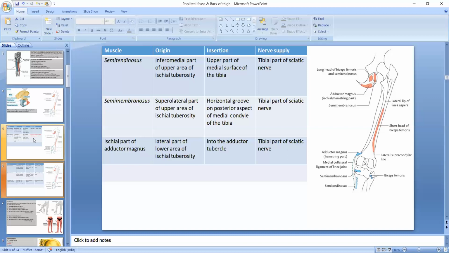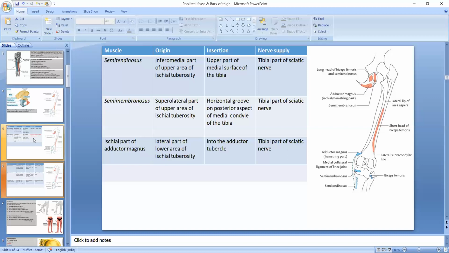So we can see here all the hamstring muscles. They are supplied by the tibial part of the sciatic nerve and they originate from a common place, the ischial tuberosity, and insert around the leg bone.